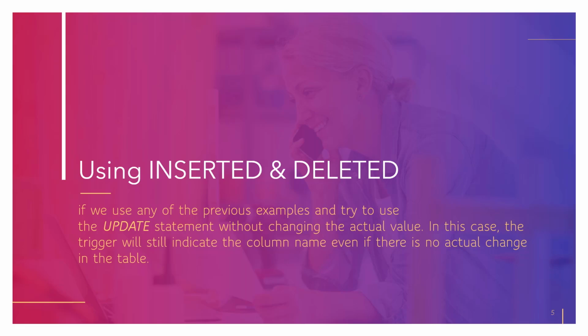Now there is one common issue with the UPDATE and COLUMNS_UPDATED functions in SQL Server. Both functions check if the update operation is performed or not, but these functions will never verify if an actual value is changed or not. If we use any of the previous examples and try to use the update statement without changing the actual value, the trigger will still indicate that the column name has been updated, but actually there is no change in that table. And we have seen this in the previous example only.